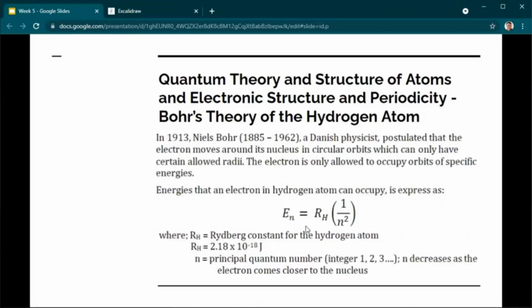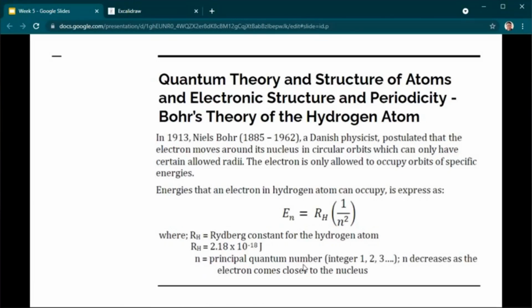Let's go back to the formula. The energies that an electron in a hydrogen atom can occupy is expressed as E sub n is equal to R sub h times 1 over n squared, where R sub h is the Rydberg constant for the hydrogen atom, which is equal to 2.18 times 10 raised to negative 18 joules.